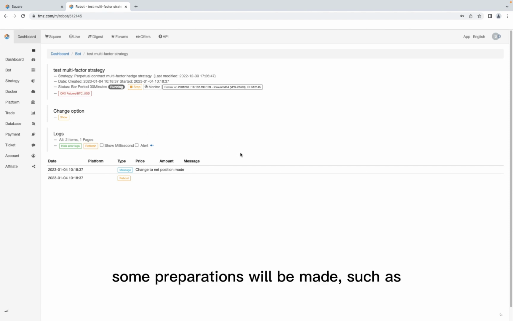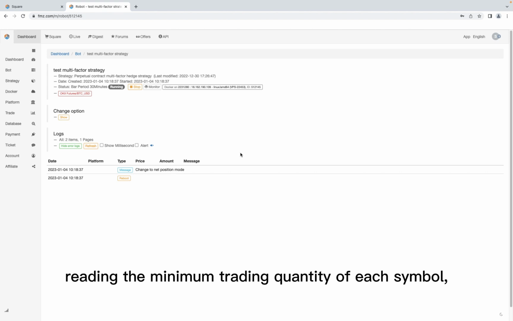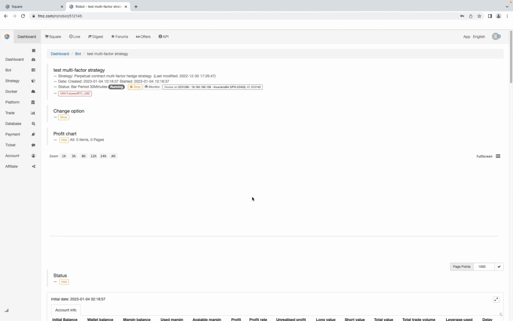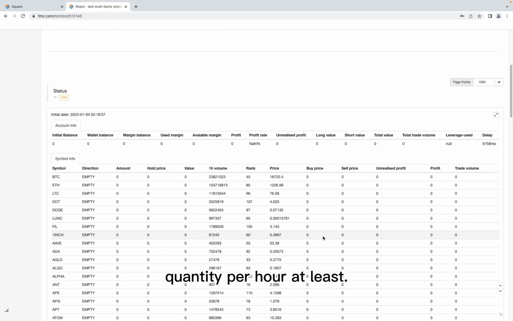At the beginning, some preparations will be made, such as reading the minimum trading quantity of each symbol, modifying the position mode, and then obtaining the market data of all symbols, and then analyzing which symbols have trading volume consistent with our strategy settings according to the market data. The strategy settings require at least 5,000 USDT trading volume per hour.